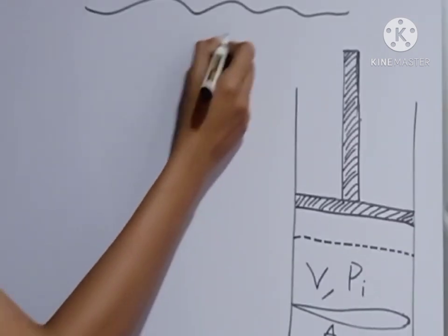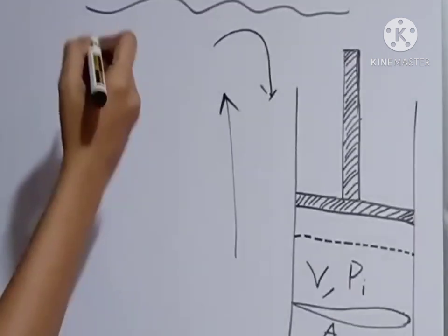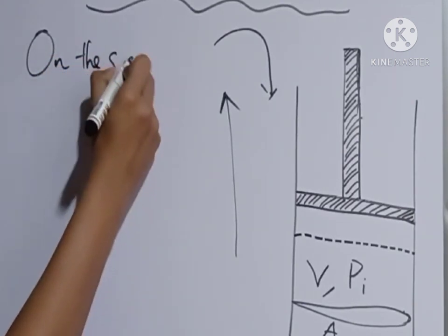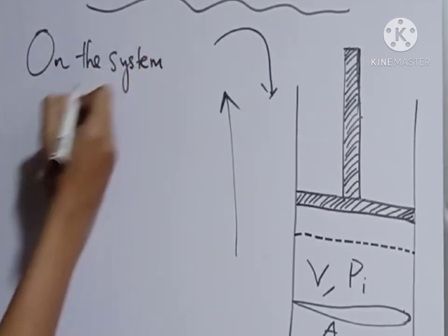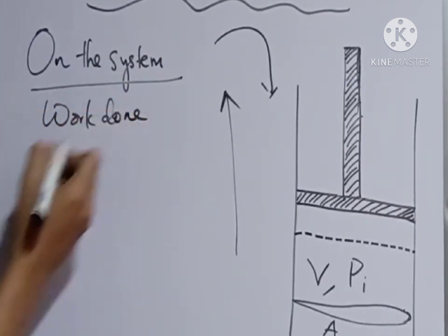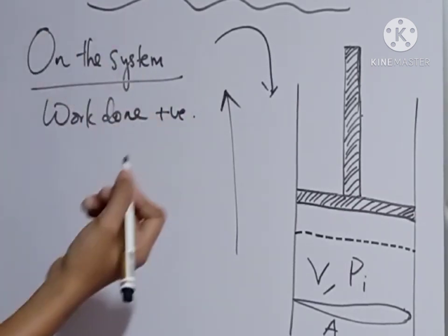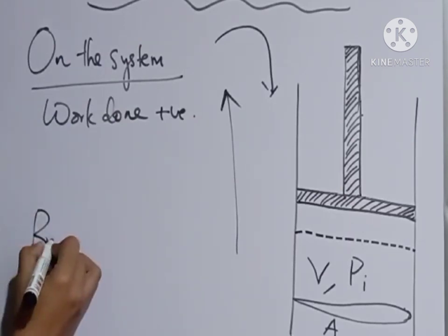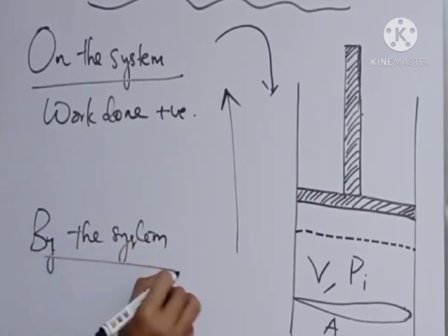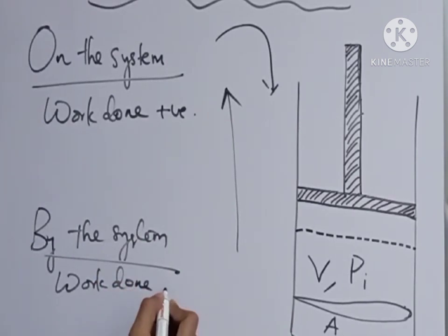Either it can be work on the system or by the system. If you are doing any work on the system, the sign of work done will be positive, and if the work is done by the system, the sign of work done will be negative.